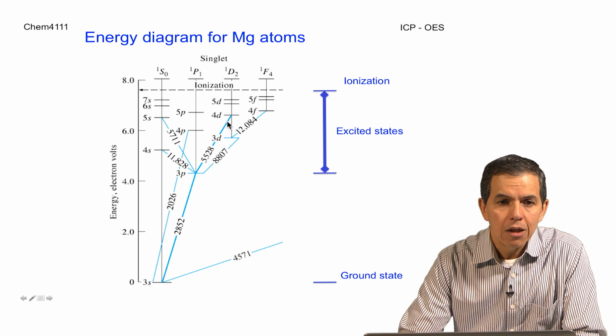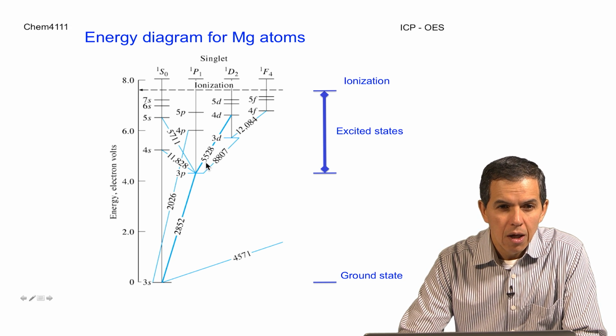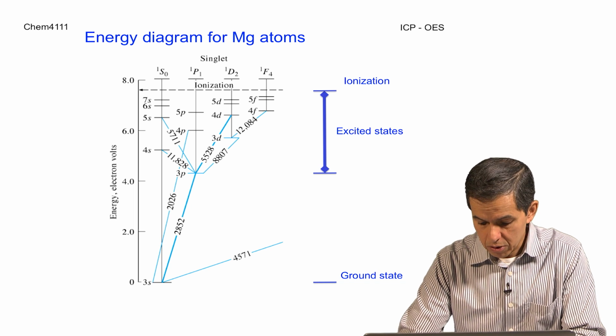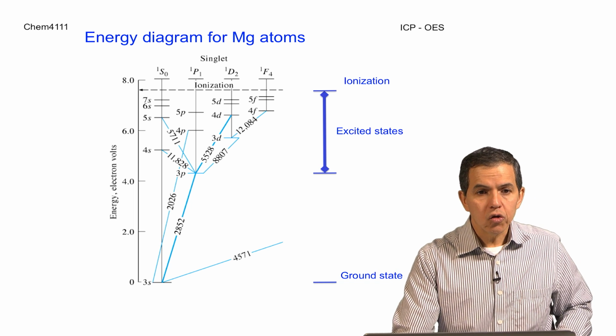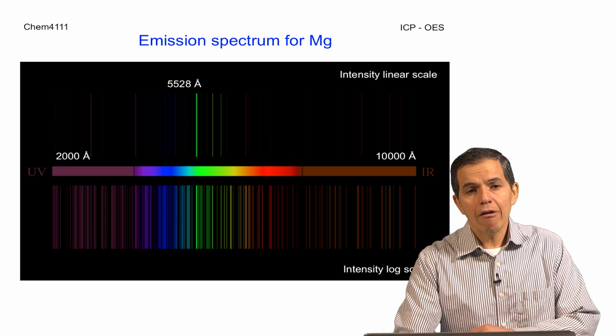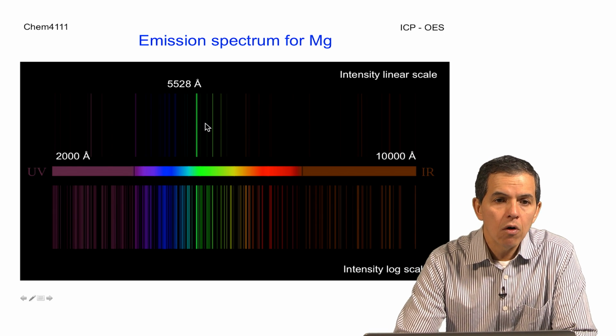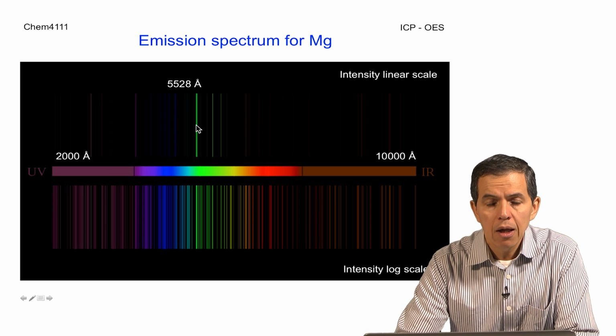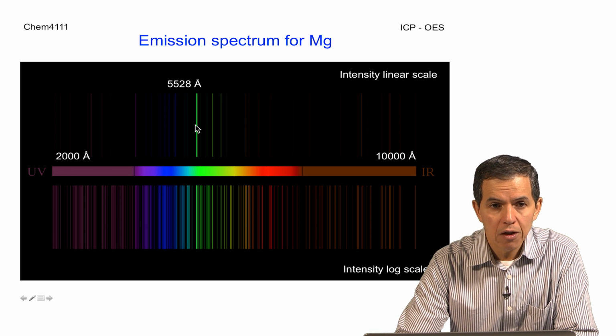The thicker the line, the more probable that transition will occur. We have here as well a number, 5528. This corresponds to the wavelength of light that is emitted when this transition occurs. Another way to illustrate these transitions is by looking at an emission spectrum. Here we have a representation of the same line that we saw before, and as we can see on the upper part of this slide, we have several lines indicating that for each element there are going to be multiple transitions that will lead to multiple wavelengths of light being emitted.